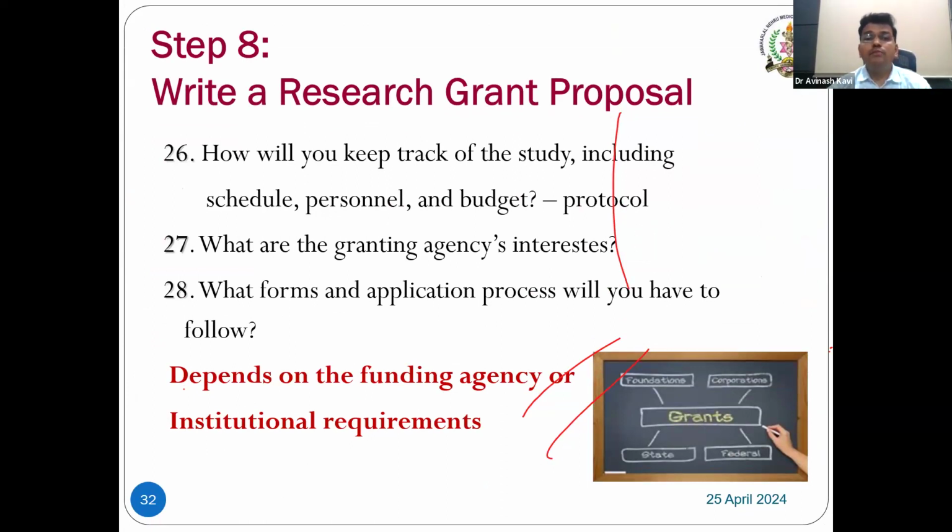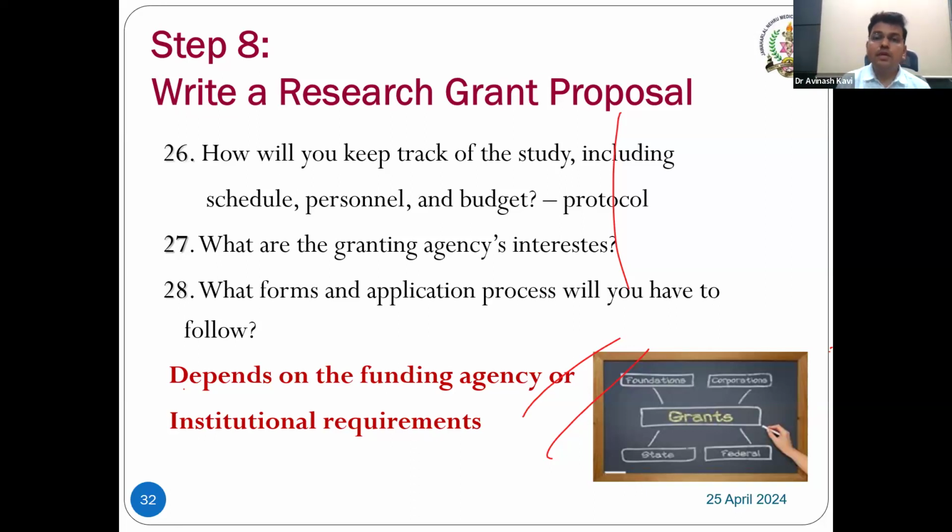So having the proposal, how will you keep a track of the study, including the schedule, the personnel, and budget? So what we have here is an implementation plan. Every study has a protocol of how the study progresses. But at the same time, at every step, how are we going to implement? Suppose we are going to have a longitudinal study where we are having 2 to 3 follow-ups, how are we going to plan that follow-up?